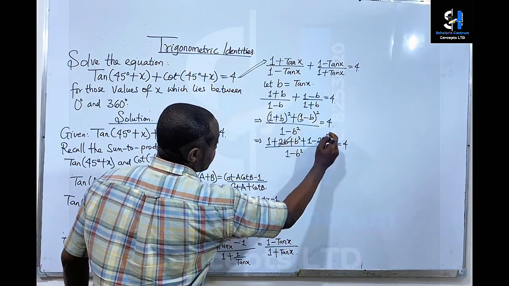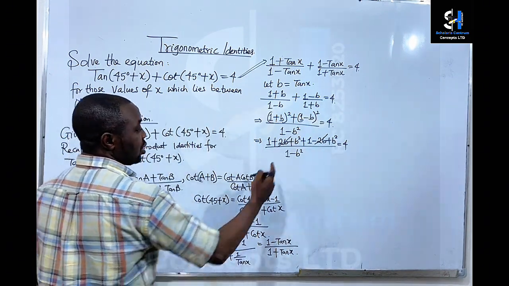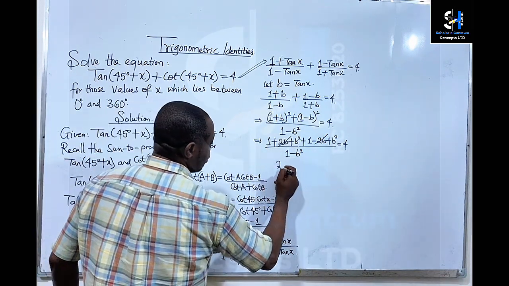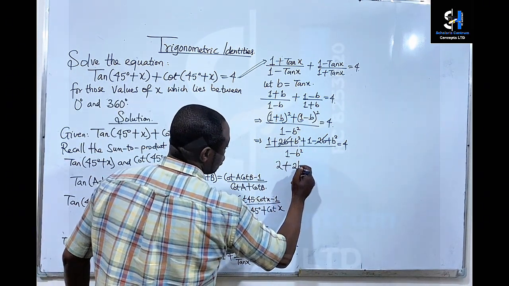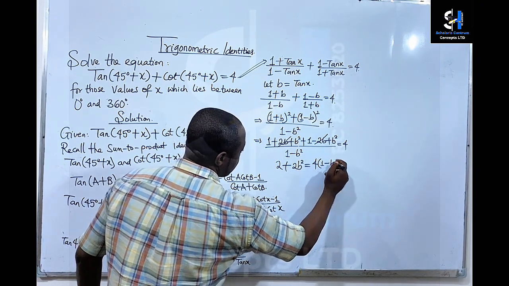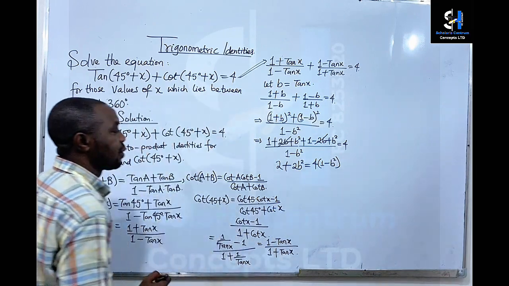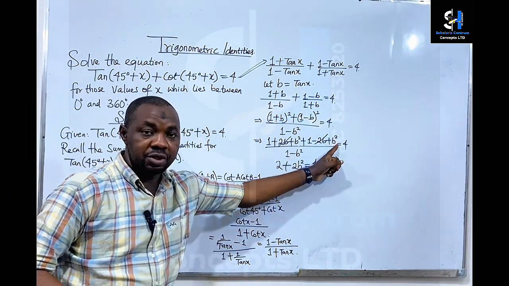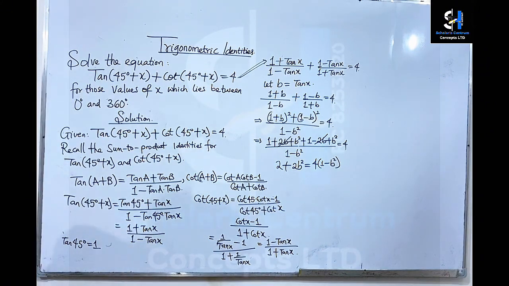Now we know that 2b minus 2b will be 0. b squared plus b squared will be 2b squared. 1 plus 1 is 2. So 2 plus 2b squared equals 4(1 minus b squared). 1 plus 1 is 2, b squared plus b squared will be 2b squared.